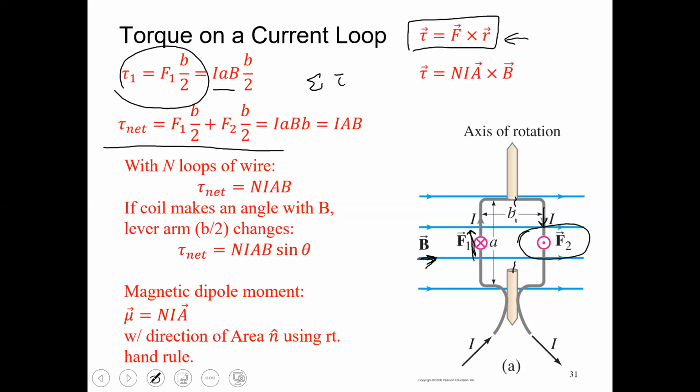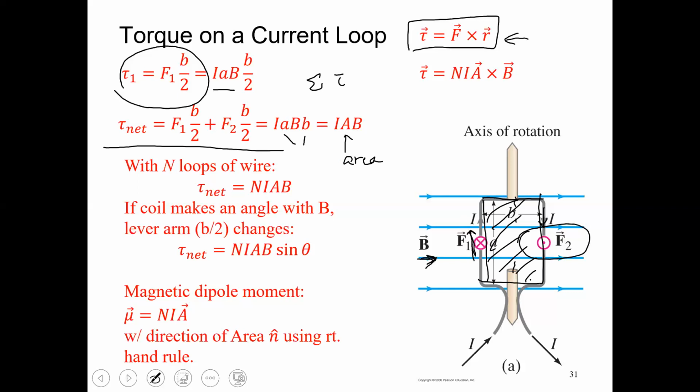We do that twice. So it turns out if we've got this lowercase a times this lowercase b, that is just the area of our current loop, right? That is just this whole, in this case, box, this whole rectangular area. So we've got I times area times B.